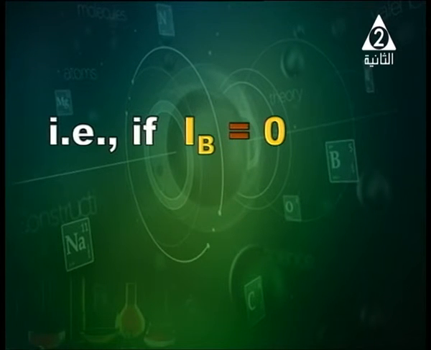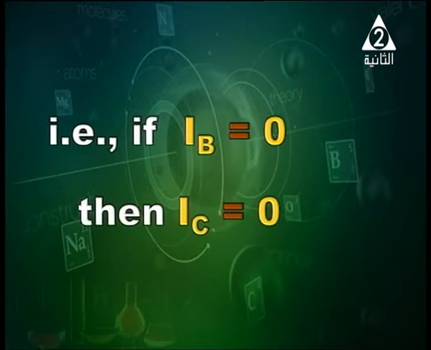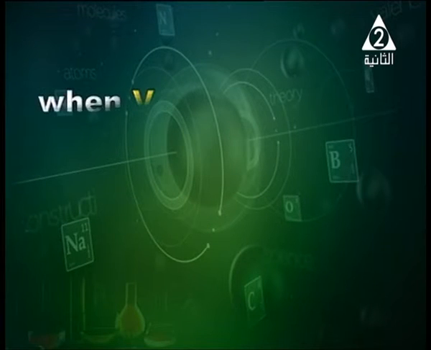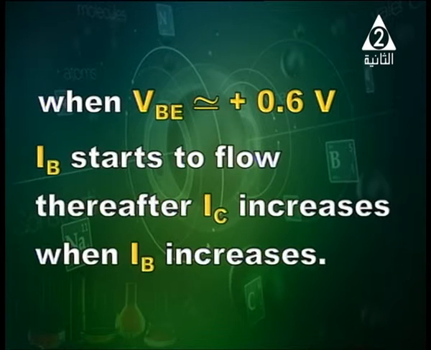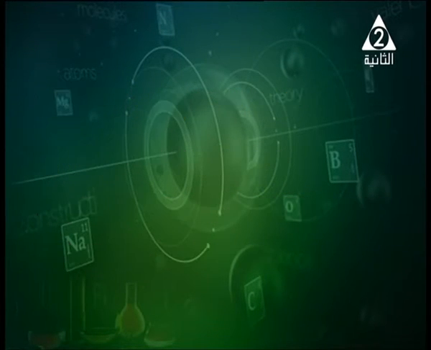That's to say, if base current equals 0, then collector current will be 0. Once again, base current controls the collector current. If voltage across base and emitter is equal to 0.6 volt, yes, base current starts to flow. Thereafter, collector current increases when I base increases.